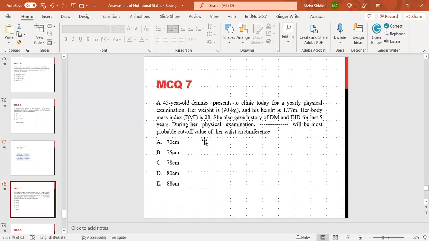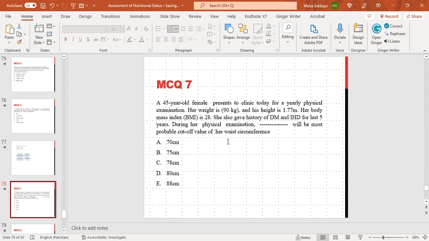individual. MCQ number 7. A 45-year-old female presents to clinic today for a yearly physical examination. Her weight is 90 kg, height is 1.77, BMI is 28. She also gave a history of diabetes mellitus and ischemic heart disease for the last 5 years. During her physical examination, dash will be the most probable cutoff value for her waist circumference: 70 centimeters, 75, 78, 80, or 88 centimeters. E is the right option, 88 centimeters, because she is falling in level 2.